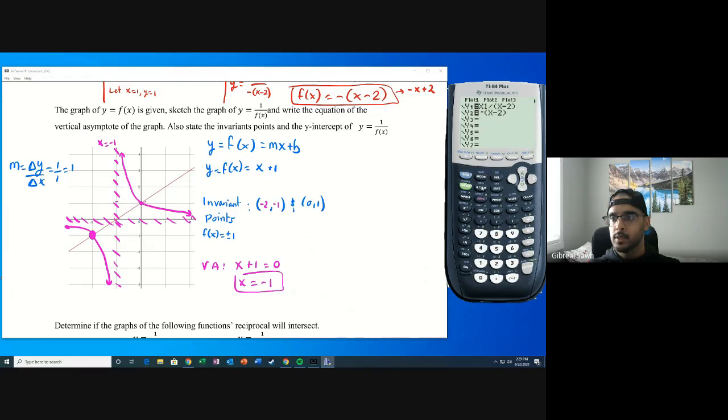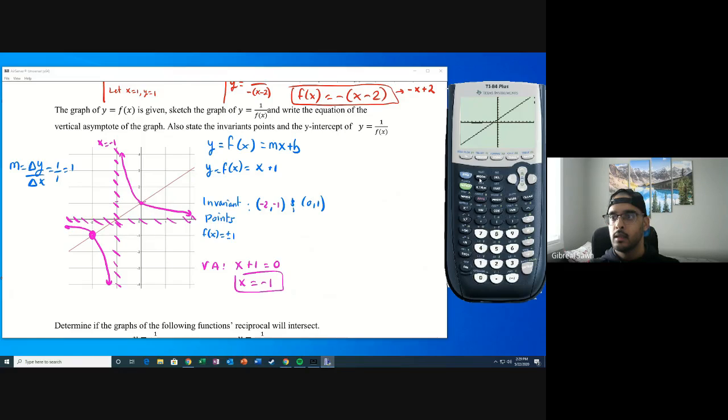So let's do x plus 1, and then our reciprocal graph, 1 over x plus 1. And be very careful, make sure you use those brackets. And I gotta zoom out to normal. But you can see that should be (0, 1) right there. That would be this invariant point. So let's zoom out, go back to standard.